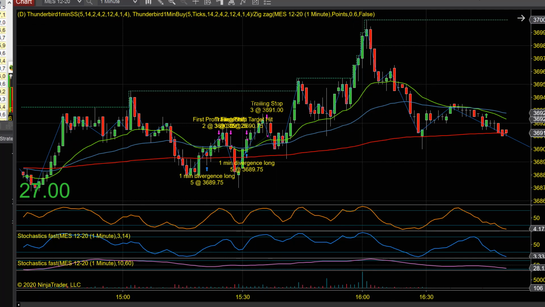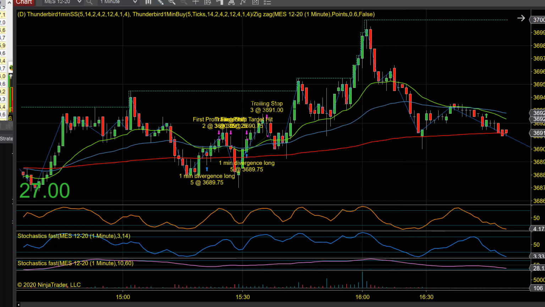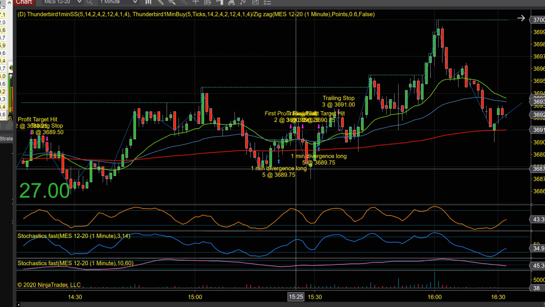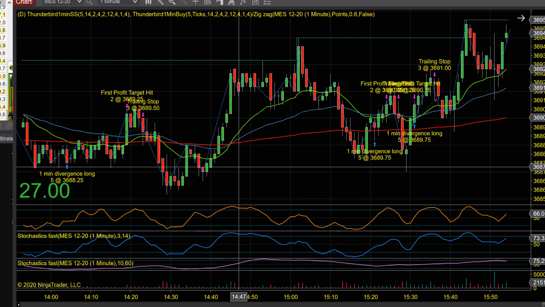The Thunderbird 1 minute can be used by itself. The Thunderbird SS, which usually teams up with the super signal, you could use independently also, or the 1 minute SS could be used independently. They're going to both come out the same now. They're set up exactly the same, except the Thunderbird 1 minute has the signal bar low option, which the 1 minute SS does not have because of the different coding inside. So I just reprogrammed this. Everything looks great. It's picking up everything I wanted to pick up.